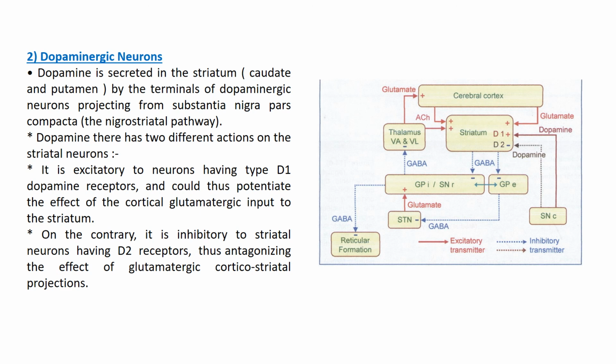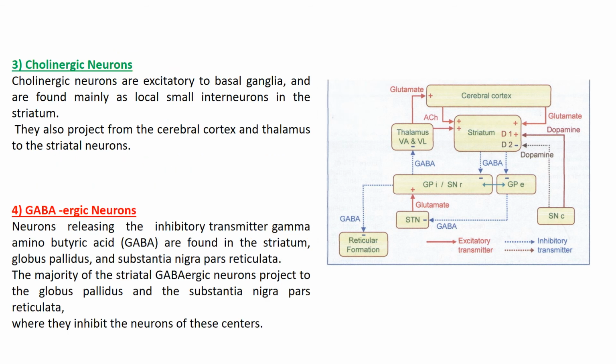The third type of neurotransmitter is acetylcholine. Acetylcholine is secreted from some of the corticostriatal fibers and also from small interneurons located in the striatum, and the acetylcholine is excitatory in the basal ganglia.